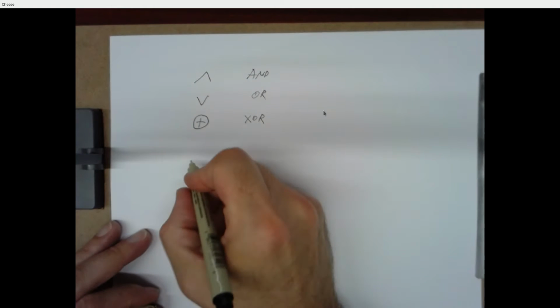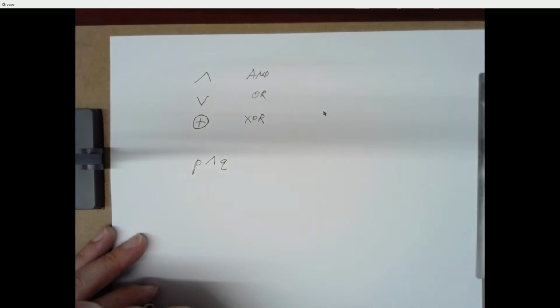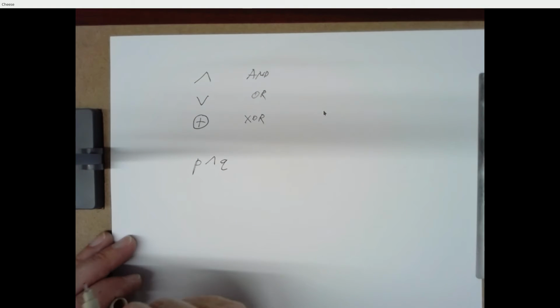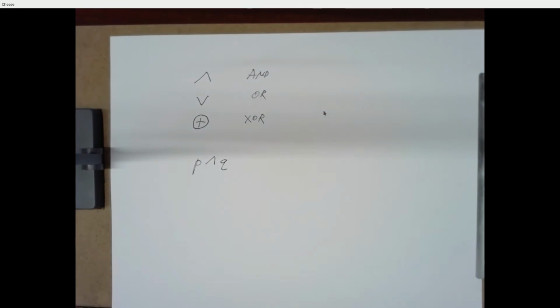And so if P is a proposition and Q is a proposition, this is also a proposition. It says P is true and Q is true. And same with an OR and same with an XOR. And XORs just mean that exactly one of the two has to be true and the other one has to be false. It's either, but not both.